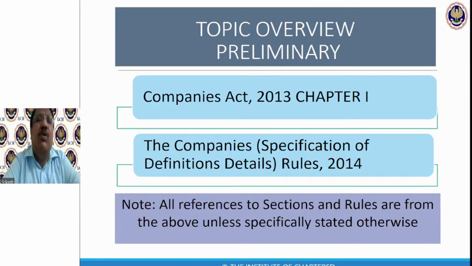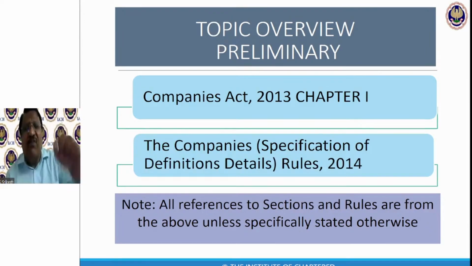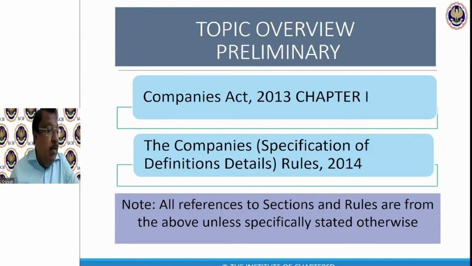Now, let's look at the topic. See, Companies Act 2013, this is chapter 1, where we talk about definitions, etc. One more insight I'm going to give you is that in the Companies Act 2013, almost every chapter will have associated rules. The Companies (Specification of Definitions Details) Rules, 2014 is there. Like that, for every one of these chapters, you'll find rules are there. That way, studying this law is a little bit more difficult than it was in the 1956 law.